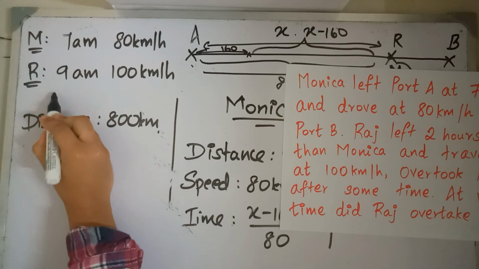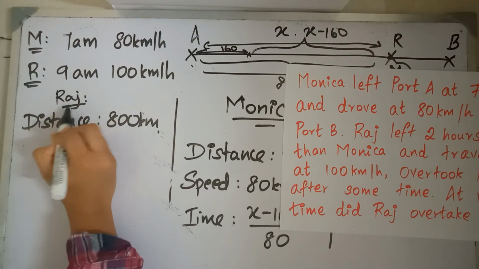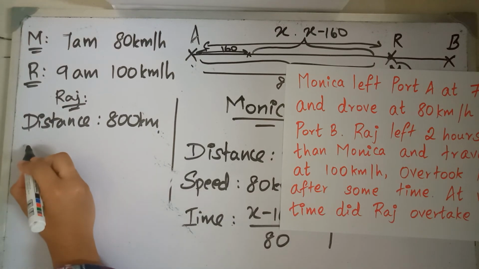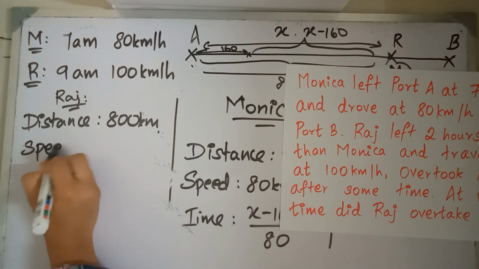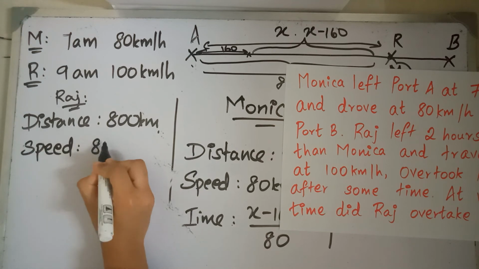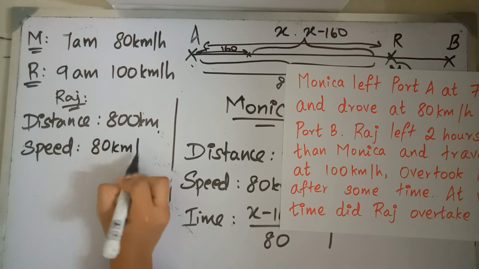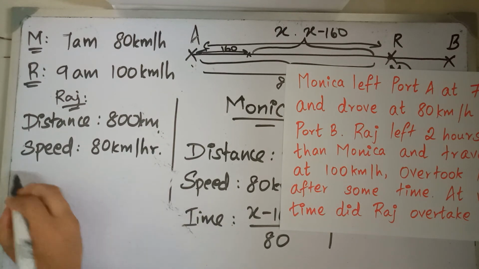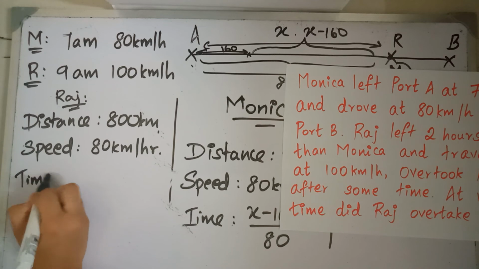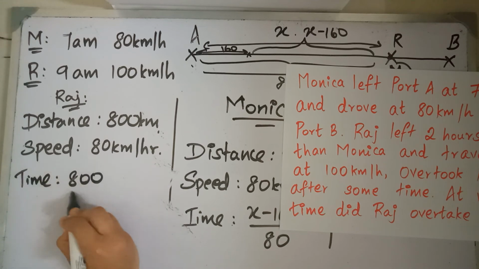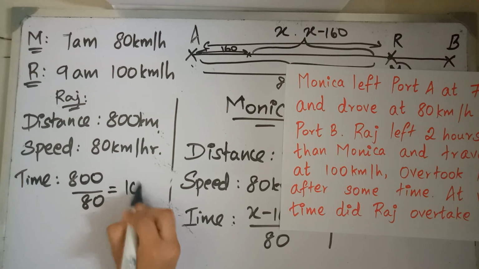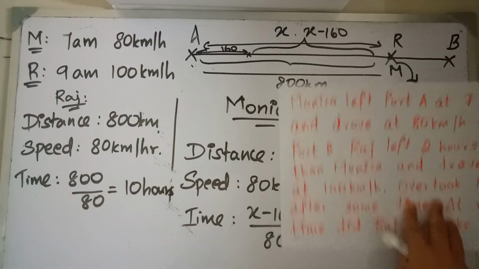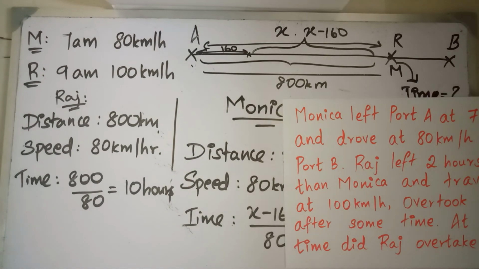We'll be taking Monica for an example. At what speed does Monica travel? Monica travels at a speed of 80 kilometers per hour. So traveling at 80 kilometers per hour, the time will be 800 by 80, which will be 10 hours. So she'll take 10 hours to come to this point, which is the point of overtaking.